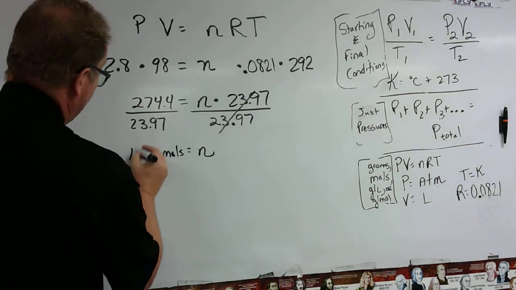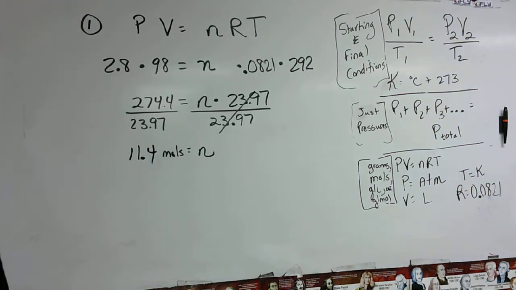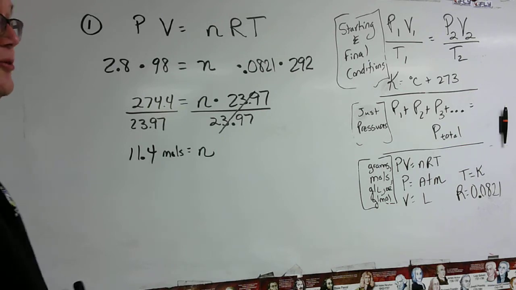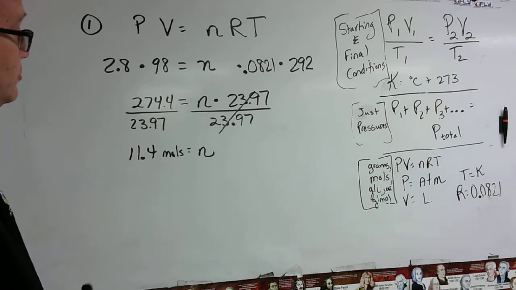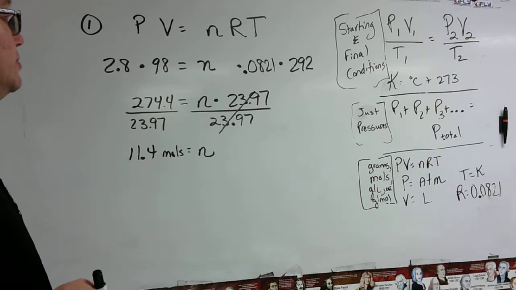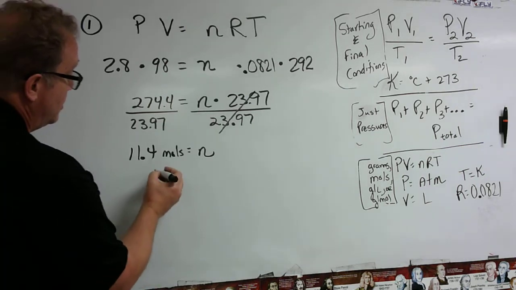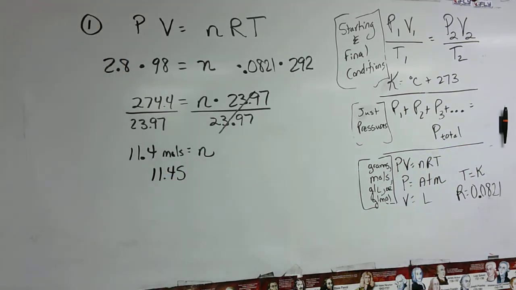And I have 11.4 moles. Now, as far as the rounding, we are dealing with different numbers, a whole lot of different numbers, so we really don't have to worry too much about the rounding part. You'll see it in this. Usually when you're dealing with moles, you want to be a little more accurate on your number. So you could put 11.4 or 11.45, and that will work.